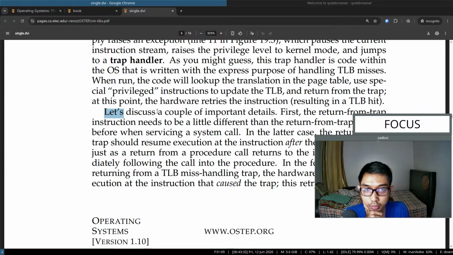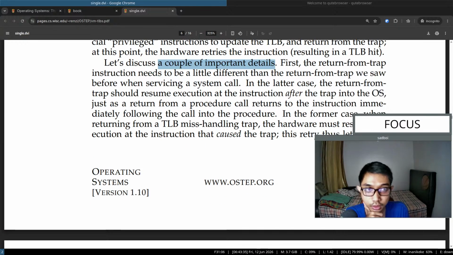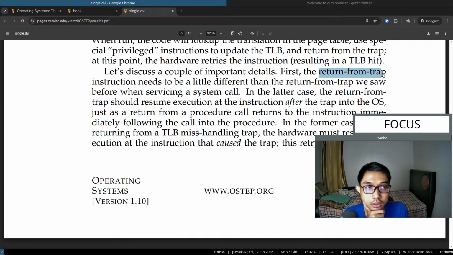Let's discuss a couple of important details. First, the return from trap instruction needs to be a little different than the return from trap we saw before when servicing a system call. The return from trap instruction needs to be a little different.